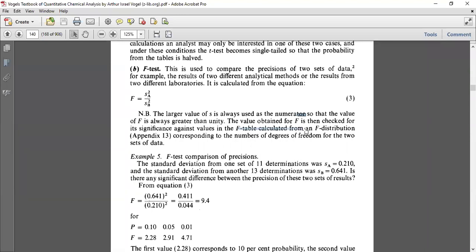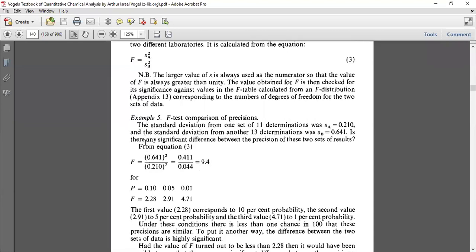Again, you will get some standard F values. That also you will get in appendix 13 of this OGL book. But in the exam, you will get it ready-made. For example, the problem along with the standard F value you will get. So read this problem now.